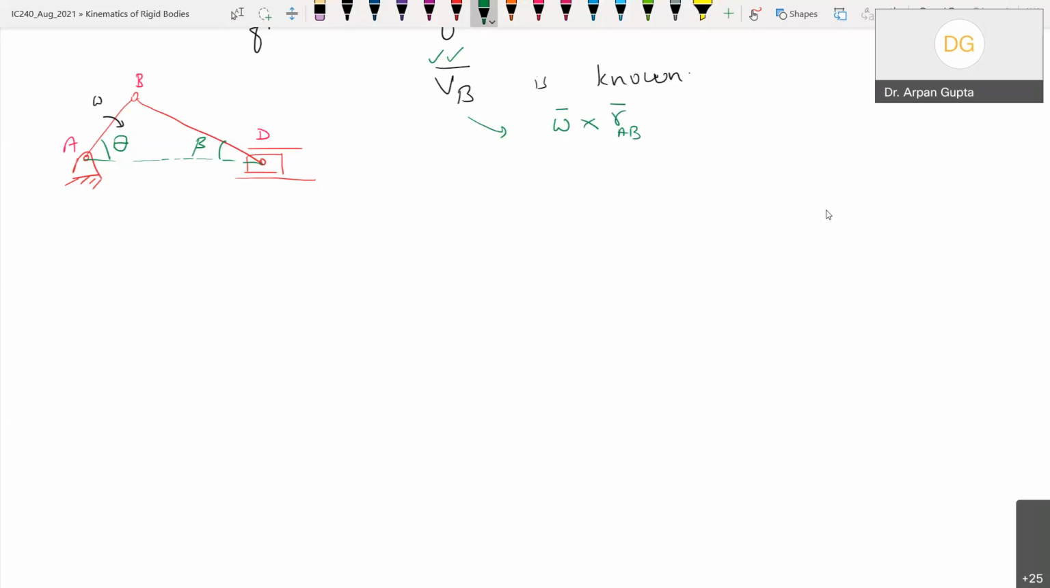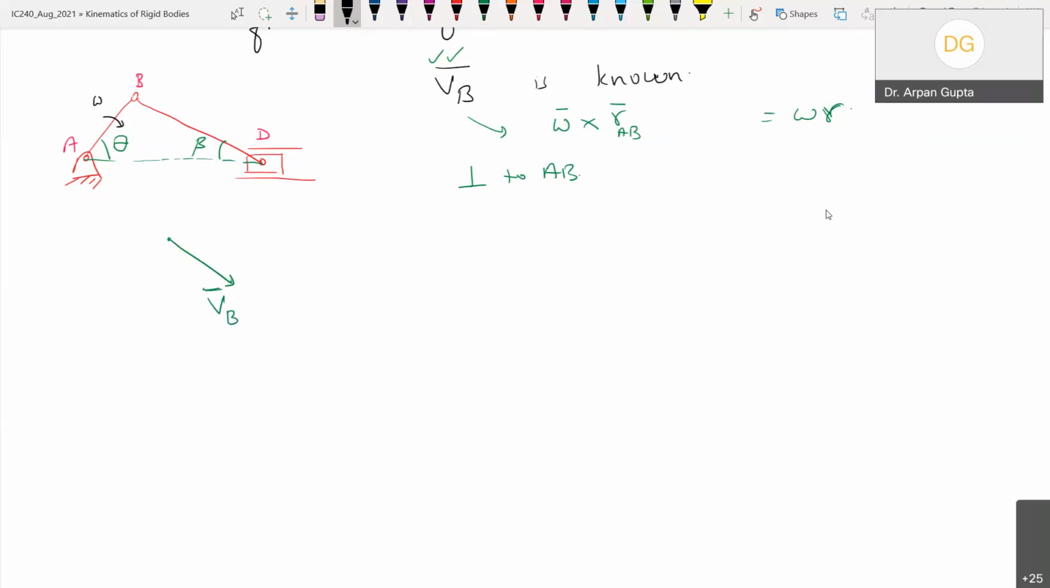So this is completely known. The magnitude is known and the direction is known. The magnitude is omega r, where r is your length LAB, and the direction is perpendicular to AB. We know that if this is rotating like this, it will have a velocity something like this. So the VB vector will be something like this. Okay, so that is one thing that we know.